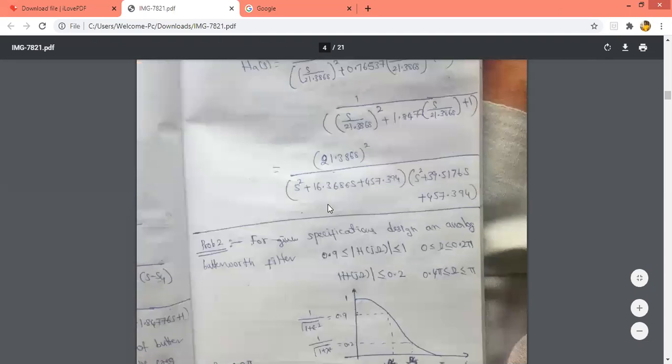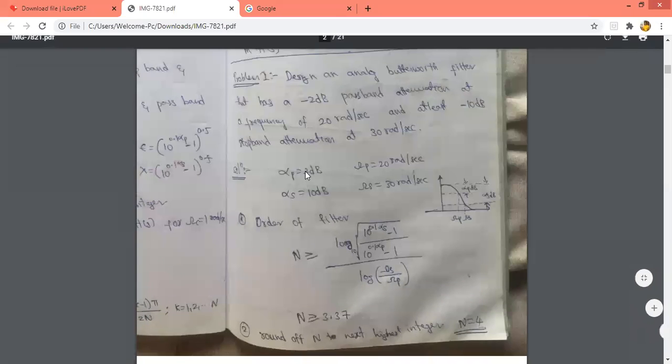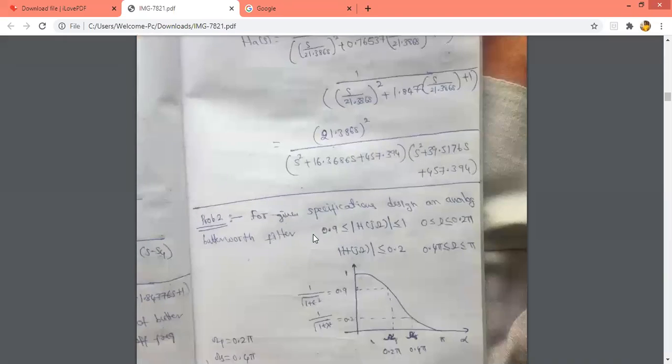Like that, we will be designing the filter. So here in this problem, what is given? Alpha P and alpha S are given. The values are in dB. See the next problem here.